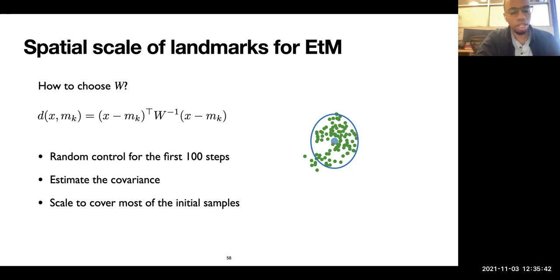And so I haven't really discussed how we chose this W term, which basically controls the width of this circle. So there's probably a lot of ways to do this, but we're going to choose a dumb way on purpose. So what we're going to do is for the first 100 time steps, ETM is just going to choose random controls. Then it's going to compute the covariance, and then it's just going to take that and scale it. And that's the W that's going to be used going forward.